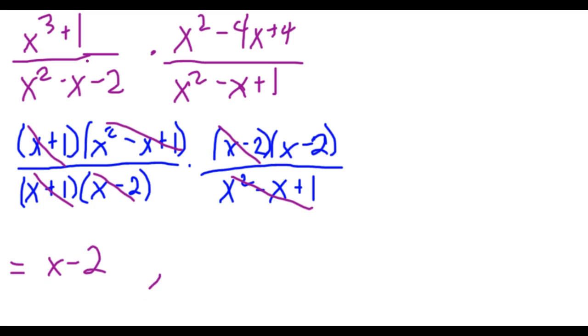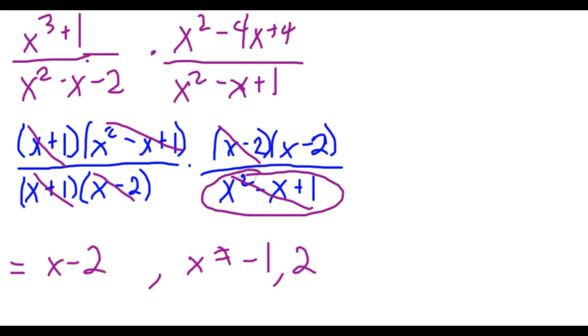Where, again, we have to deal with the domain. x cannot be equal to negative 1 or 2. Again, if we look at the domain of x squared minus x plus 1, if you would graph this, or use the quadratic formula to find what those zeros are, you would get imaginary solutions. So we don't have to worry about those when we're talking about the domain. The domain is simply referring to what real numbers we can plug into this equation and get an answer. So our end result, the reduced form, is x minus 2, where x cannot be equal to negative 1 or 2.